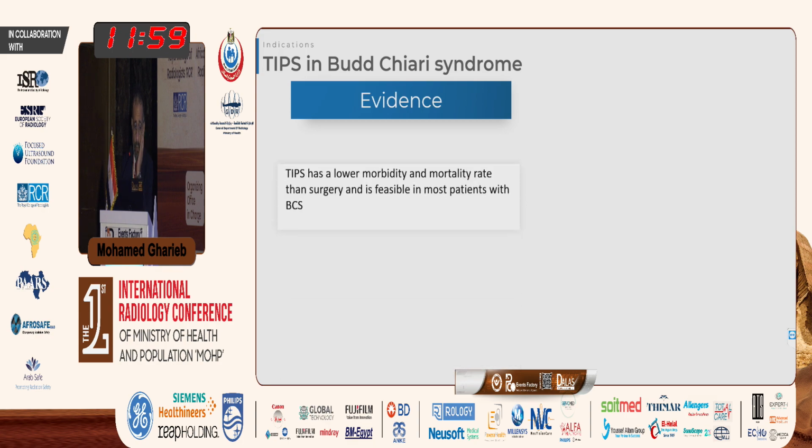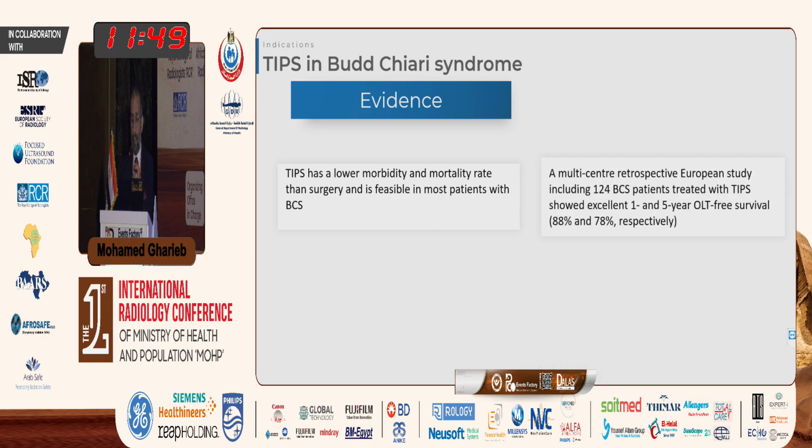Evidence of TIPS in Budd Chiari syndrome shows a significantly lower morbidity and mortality than surgery, and it is feasible in most Budd Chiari patients. This is a multi-center European study. They had 124 patients with Budd Chiari who underwent TIPS, showing excellent 5-year transplant-free survival, reaching 88% and 78% respectively.